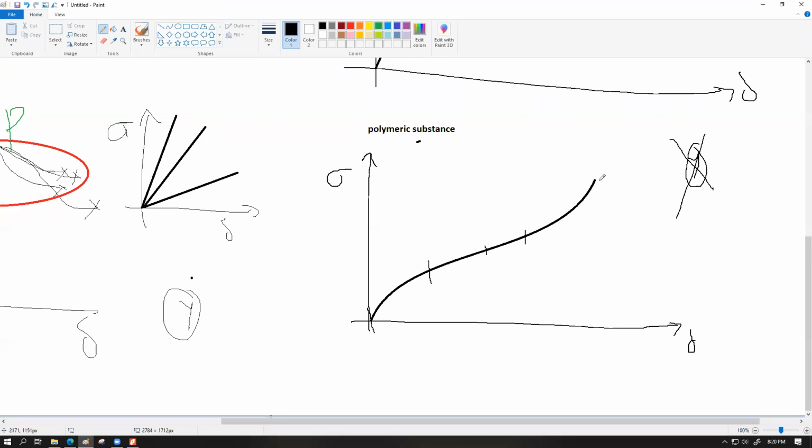At the end of its stretching process, let's say this is the breaking point. I forgot to mark it: the cross is the breaking point. Before it is about to break down into pieces, like literally disintegrate, it is going to start to show more resistance against the deformation.